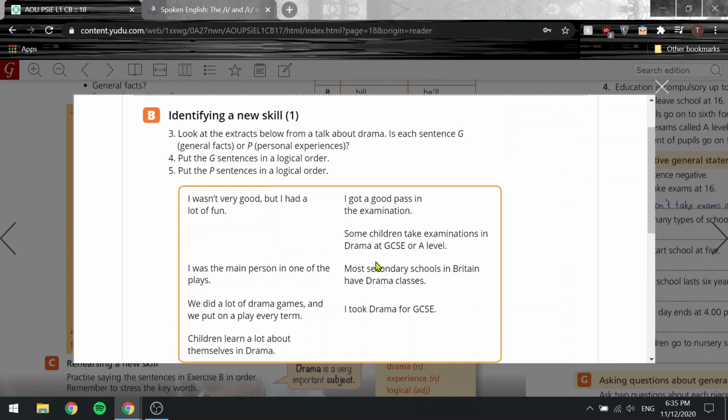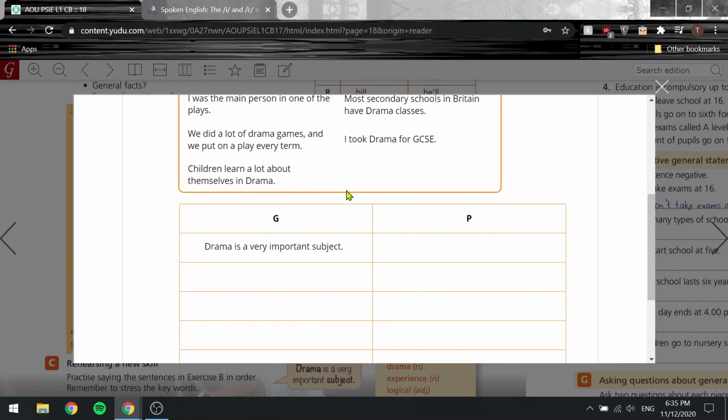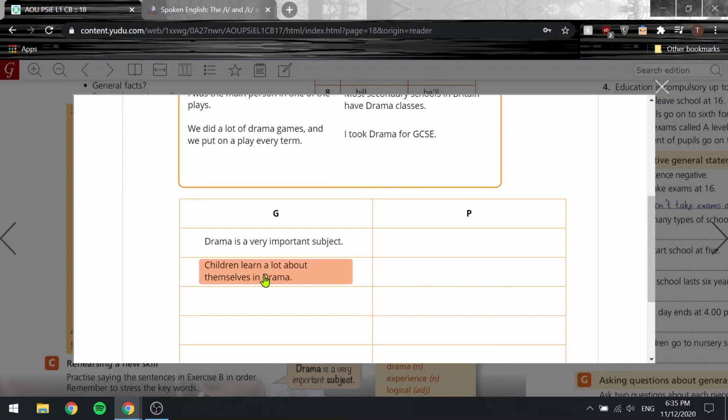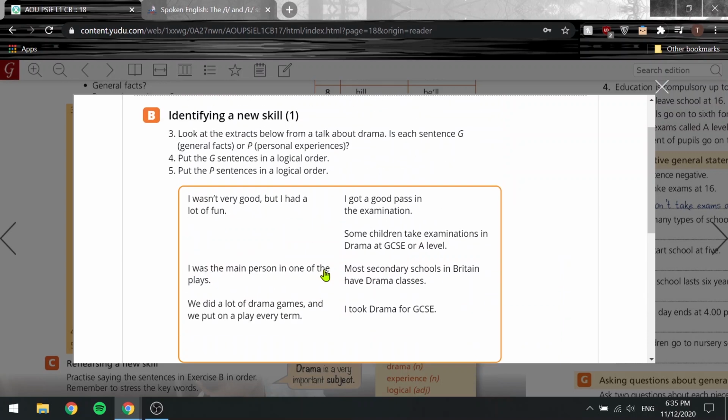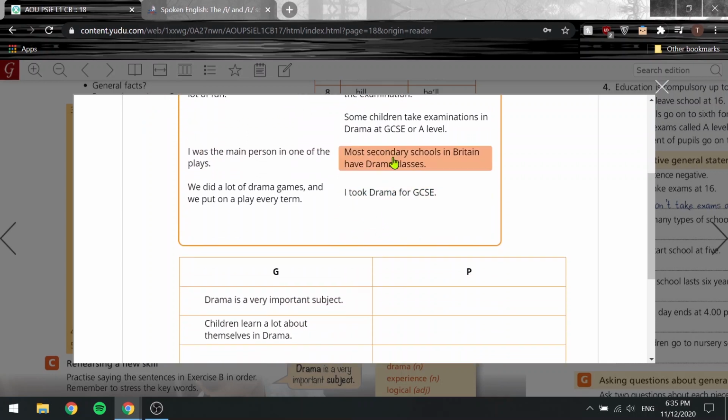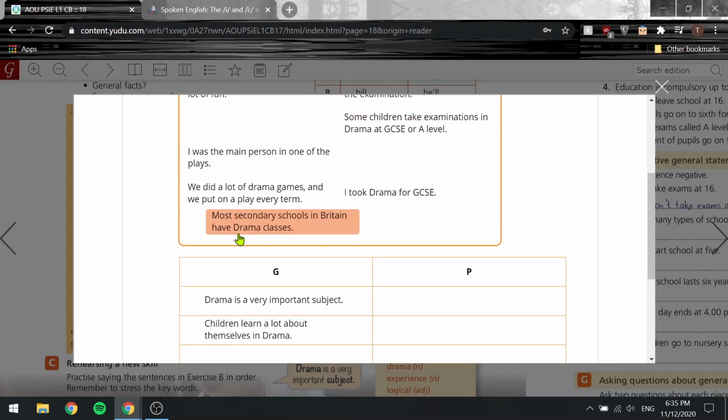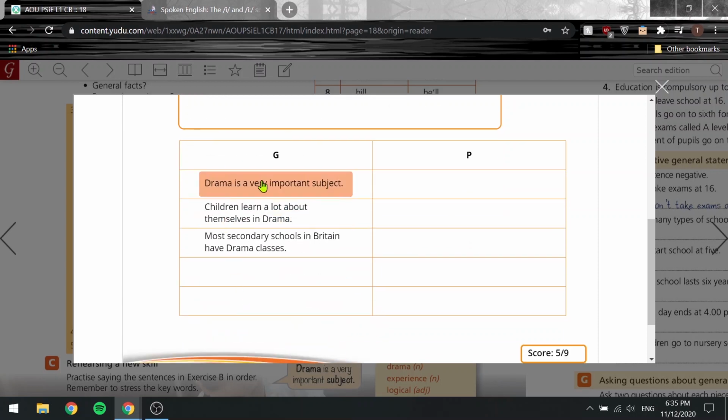What's the second one? I can say this is logical. Children learn a lot about themselves in drama. Okay. I can go for most secondary schools in Britain have drama classes. Now, it kind of makes sense, you know what I mean? So drama is a very important subject. Children learn a lot about themselves in drama, and most secondary schools in Britain have drama classes. These are all general facts so far. What else do we have after this?